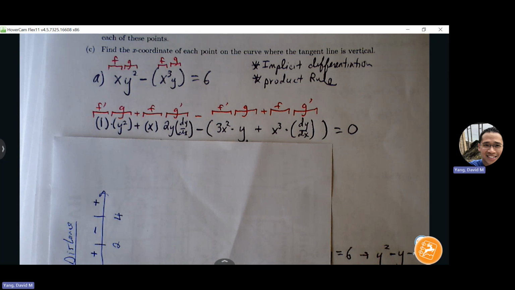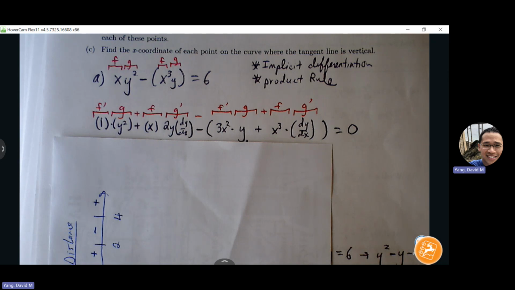The second product rule, f prime g plus f g prime. F prime is 3x squared. We keep the y, plus f g prime, so x cubed, and then y's derivative is 1, and then we need to attach dy dx, so dy dx shows up. Don't forget about that 6. The 6 is not going to remain a 6. The 6 will get pushed to a 0.